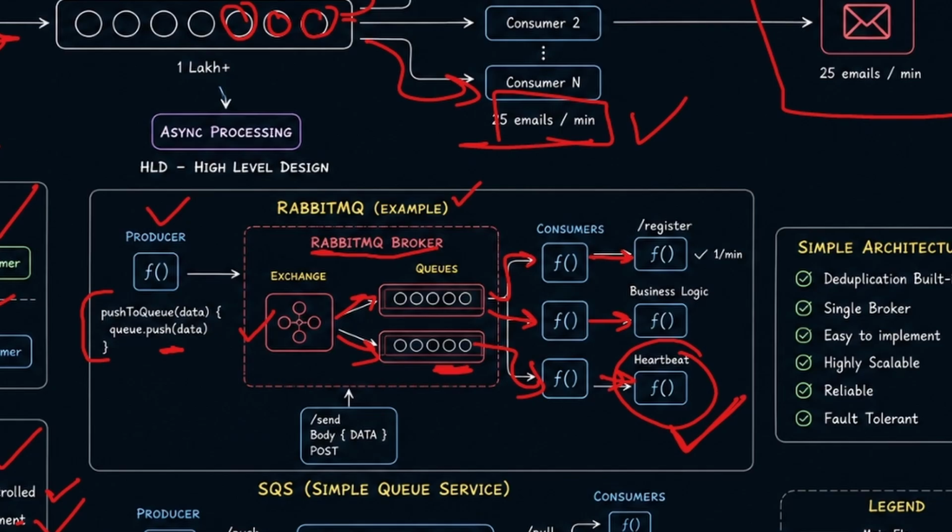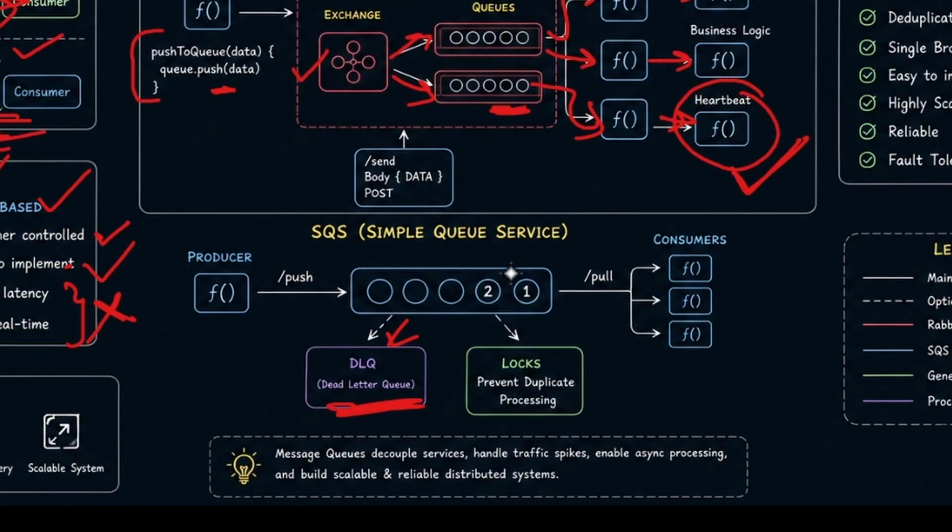So let's say this queue has failed, that's the reason it has been locked, to prevent duplicate processing. So what happens is it is taken back and put into that queue again. This is one of the main advantages of using queue services. And you can see a simple architecture is built in, like a single broker, easy to implement, high scalability, reliable, fault tolerance, and all this stuff. And you can see the key metrics, we have all this stuff.